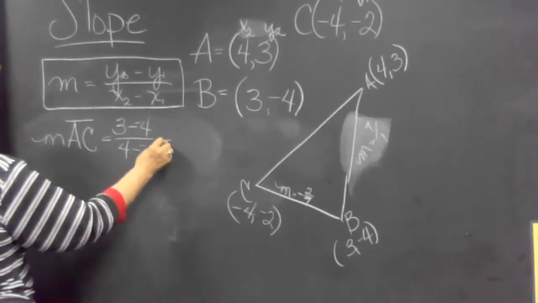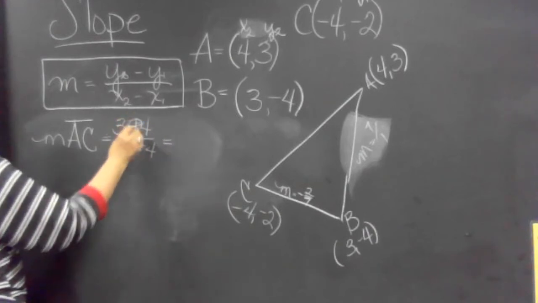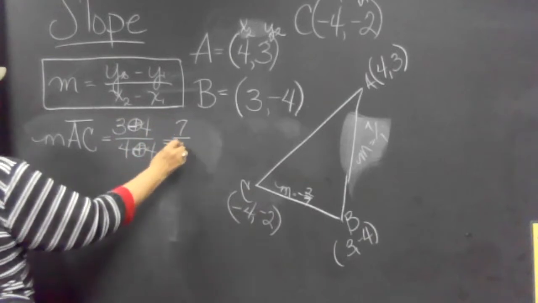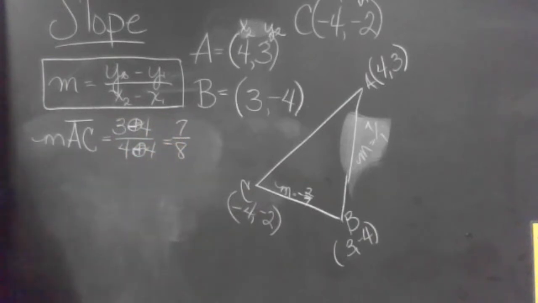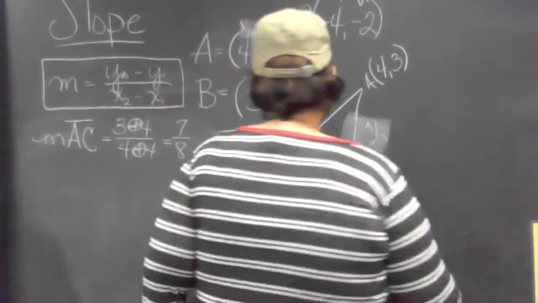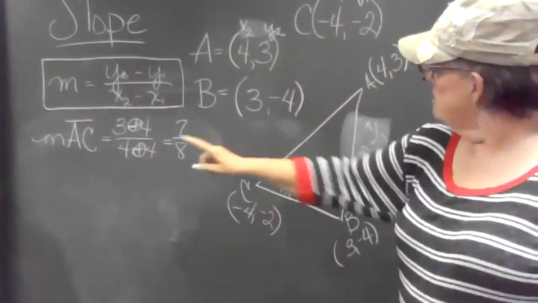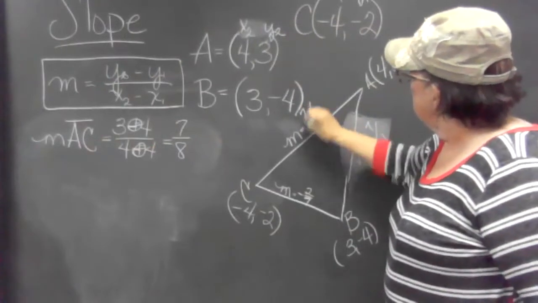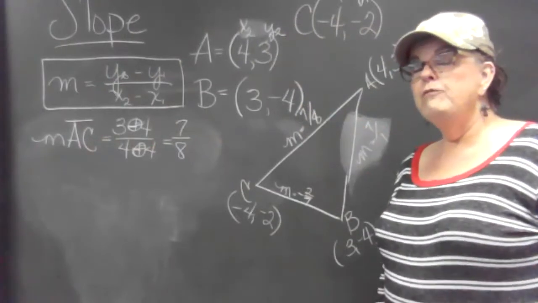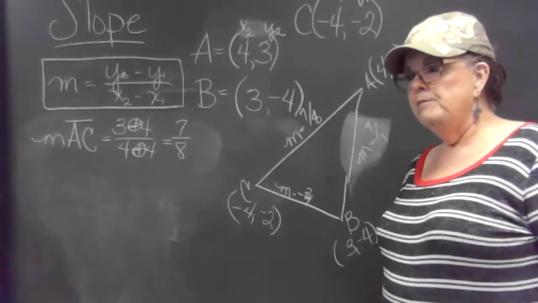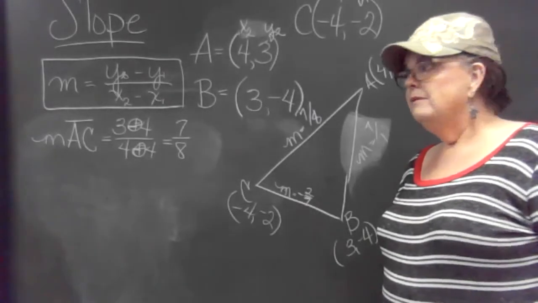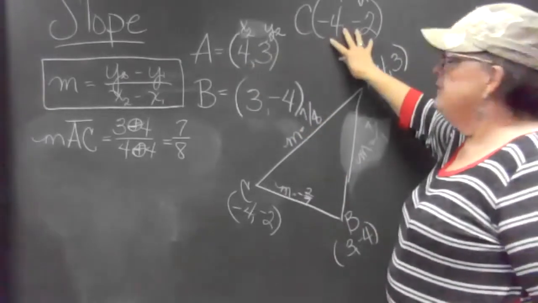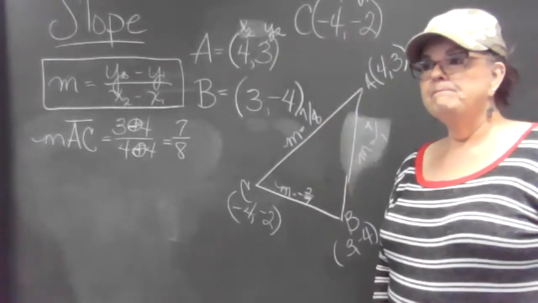Okay, and then we just do our math again. Here's a plus. Here's a plus. So I have 7/8. That won't simplify. So the slope of the segment that connects A and C together, the slope equals 7/8. So you're going to do the slope formula 3 times for each problem. But before you do that, you're going to have to find and locate the address of each of the points on those triangles.